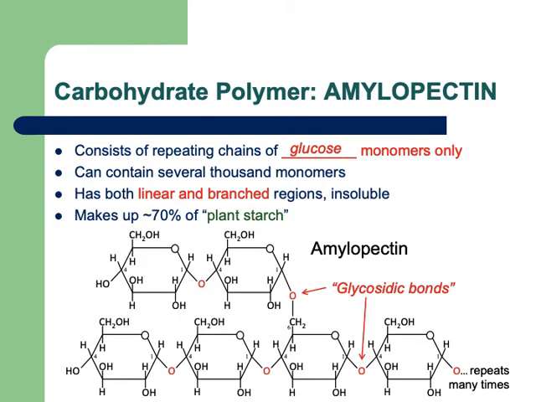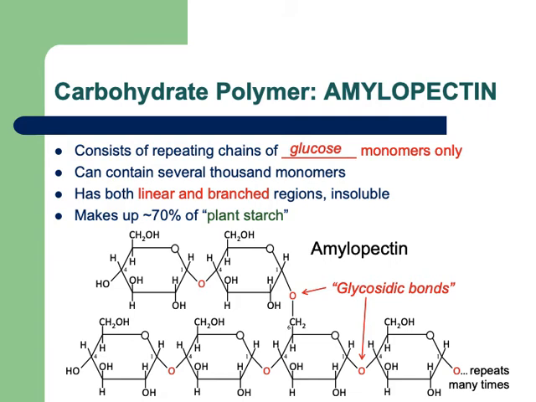Our second carbohydrate polymer is amylopectin, and it consists of repeating chains of glucose monomers only. So again, it's just glucose bound together over and over again. And it can contain several thousand monomers, so it's a big molecule. The key difference between amylose and amylopectin is that amylopectin has both linear and branched regions that are insoluble. And it makes up approximately 70% of plant starch. So whenever you think of starch, you should think of amylose and amylopectin. So amylose is 30%, and amylopectin would make up the 70% of the plant starch.